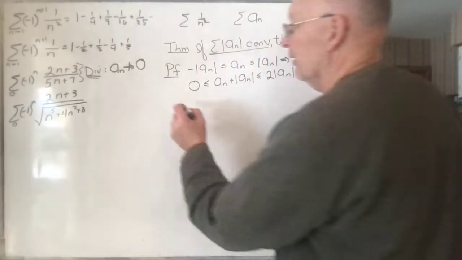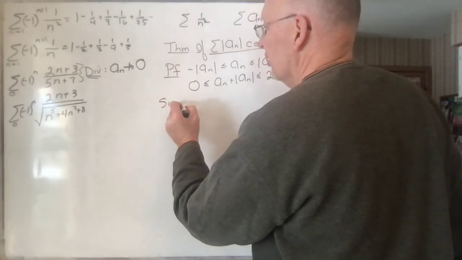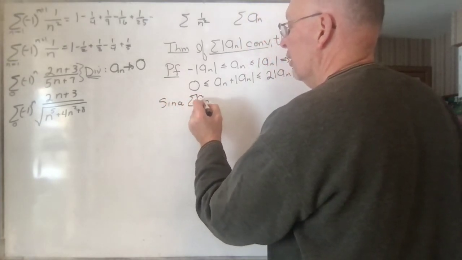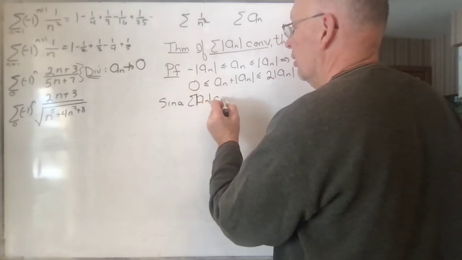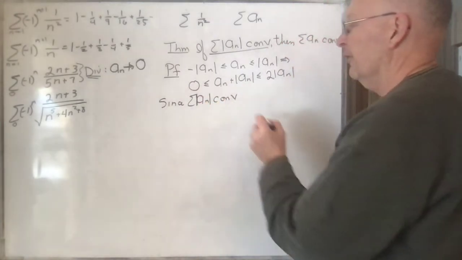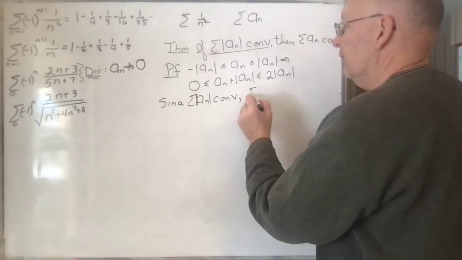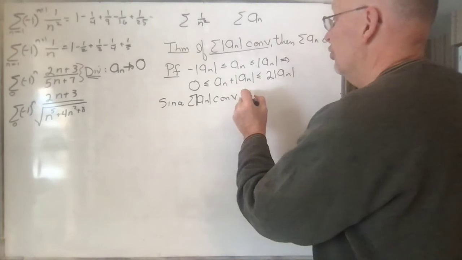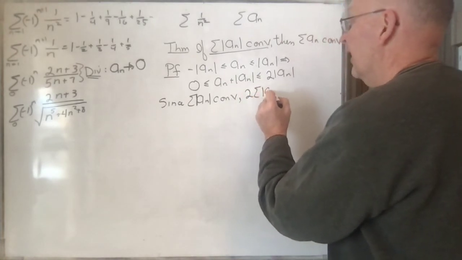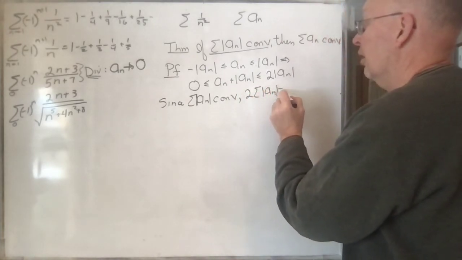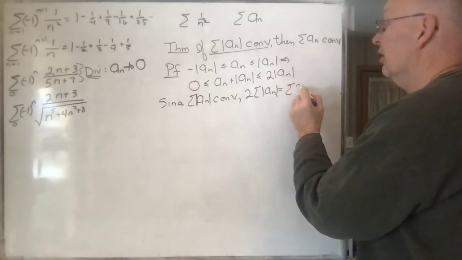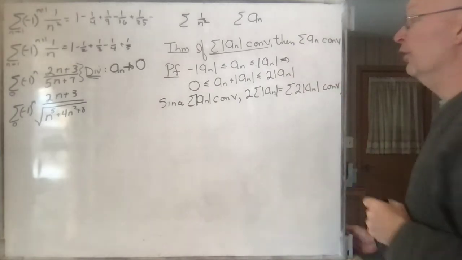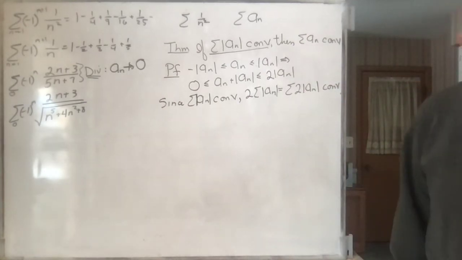So I'm going to say, I'll write it all out. Since this thing converges, I'll write CONV for converges. I'll just spell it all out. 2 times that thing, which is equal to 2 times this, that converges. Okay?